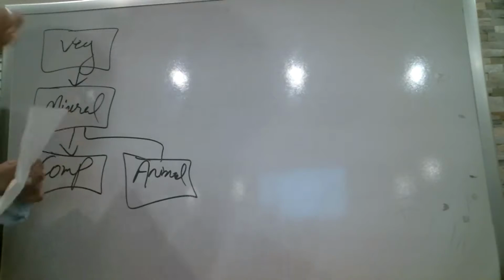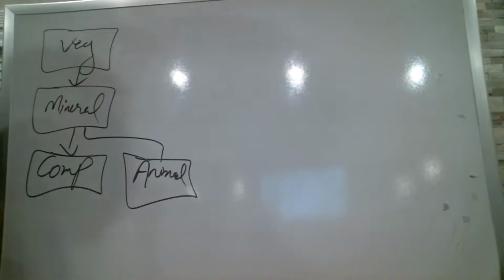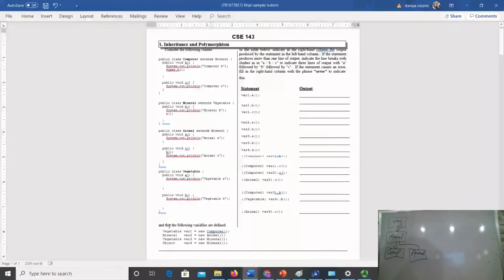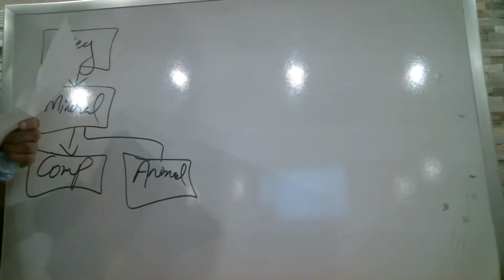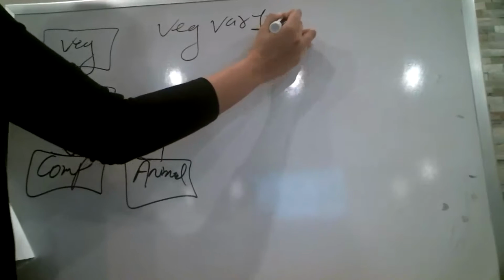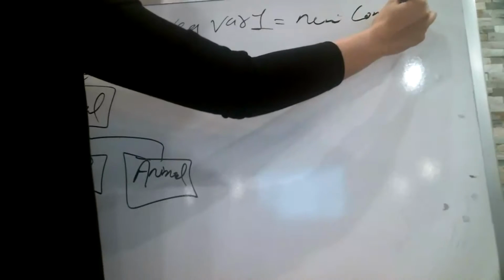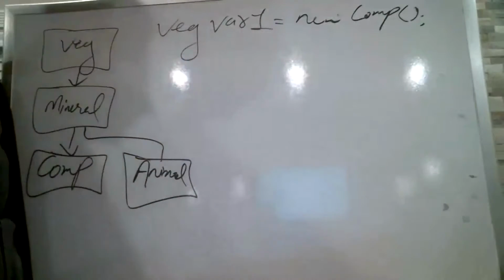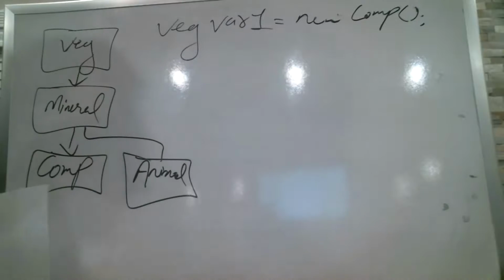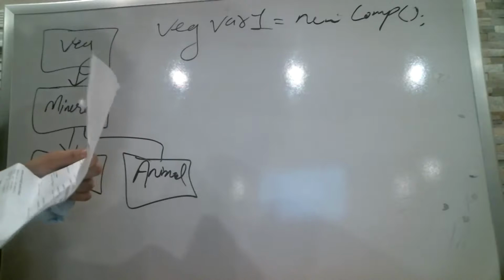Identify your hierarchical picture. Now the second task is to take a look at your client code. Your client code is at the bottom, and this will help you a lot in solving these types of statements. So let's take a look. The first object created is vegetable variable 1 equals new computer. You can see it at the bottom: vegetable variable 1 equals new computer. So this is your first variable.